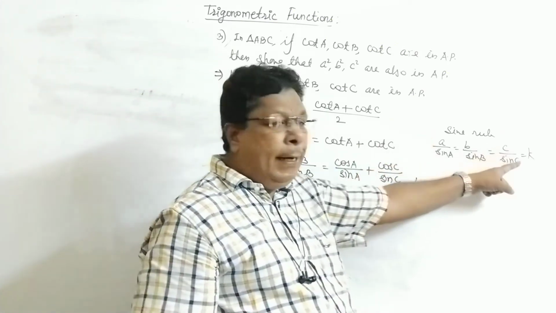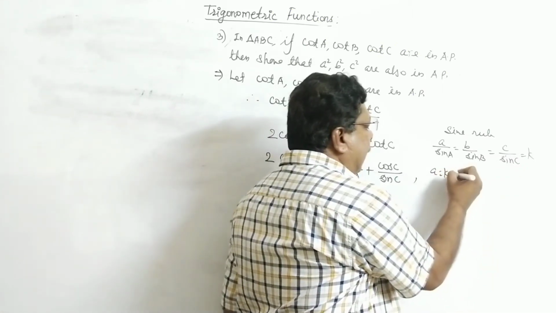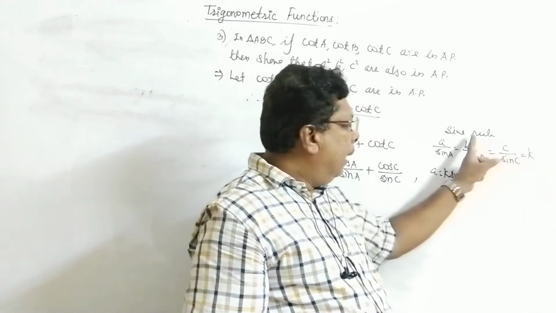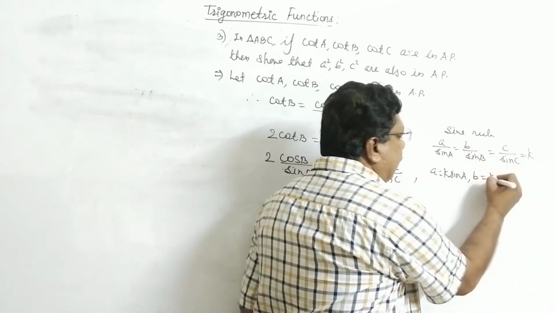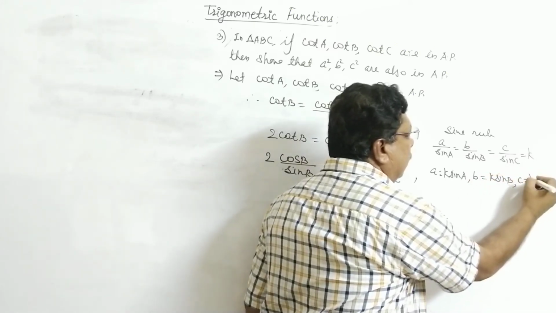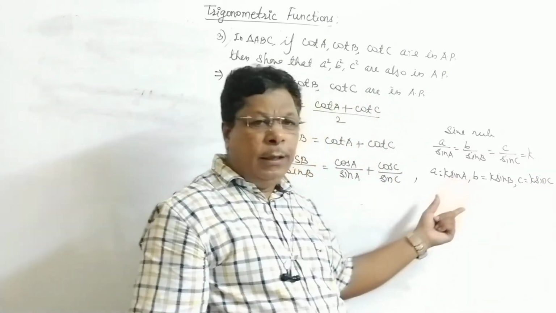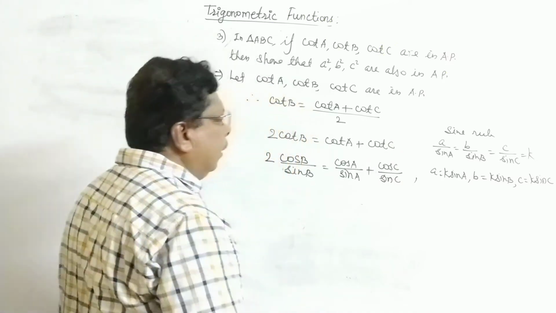a upon sin A equal to K. It means from this we can write a equal to K sin A. Similarly, second ratio equal to K, b upon sin B equal to K. Therefore, b equal to K sin B. And similarly, c equal to K sin C. These are the values from the sine rule of a, b, c.